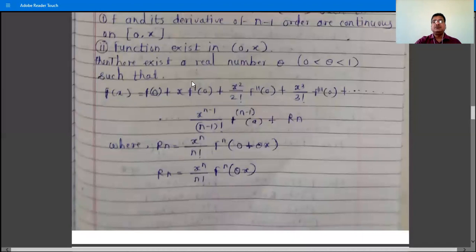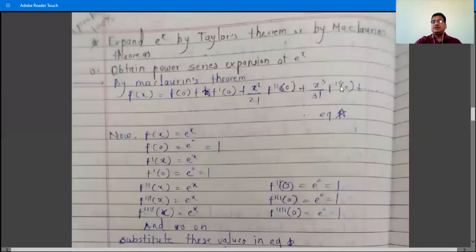f x is equal to f of 0 plus x f dash 0 plus x square by 2 factorial f double dash 0 plus x cube by 3 factorial f triple dash 0 and so on. So now f x is e raised to x. The function for expansion is e raised to x, and therefore f of 0 is e raised to 0, that is 1. Then f dash x is e raised to x, the derivative of e raised to x is e raised to x. And then f dash 0 is e raised to 0, that is 1.